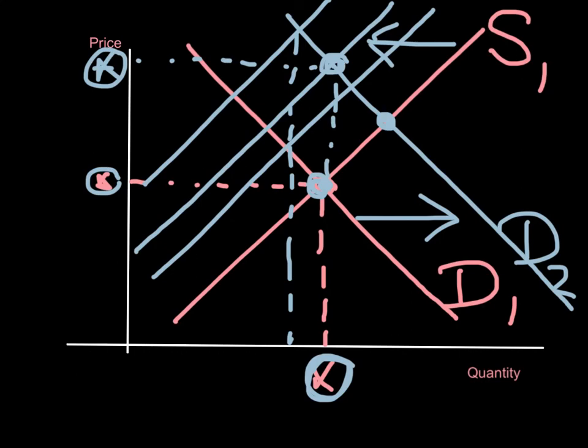So the answer to this question is that price definitely has increased, because price goes up with both of those changes, but the quantity is unknown or indeterminate. It depends on how far you shift those curves.